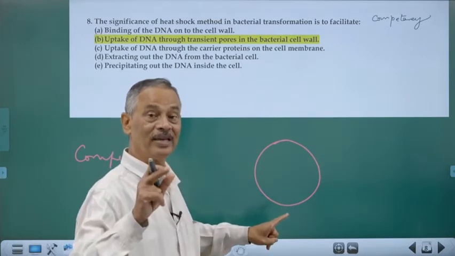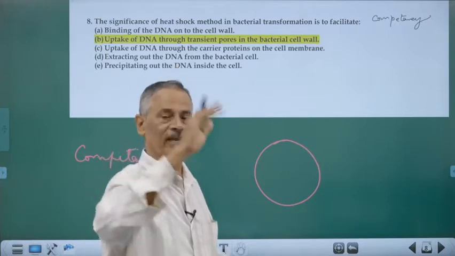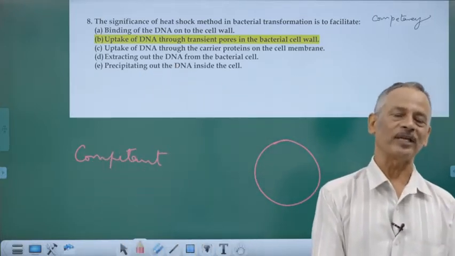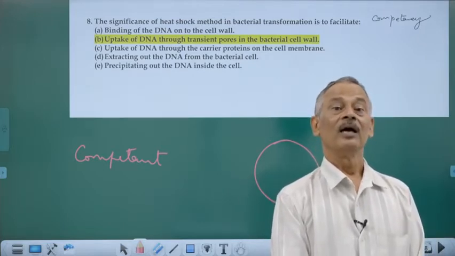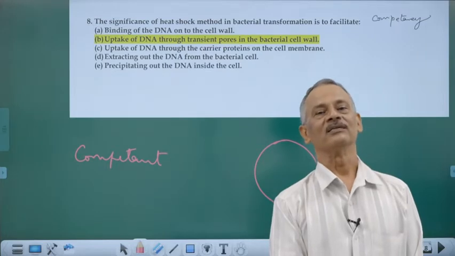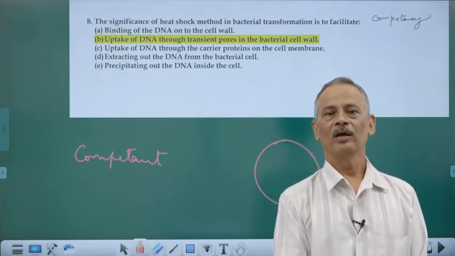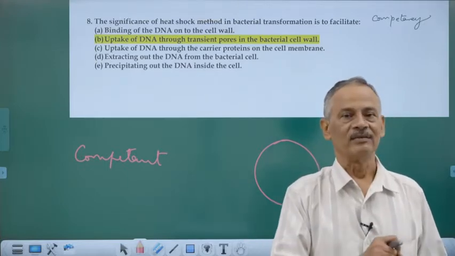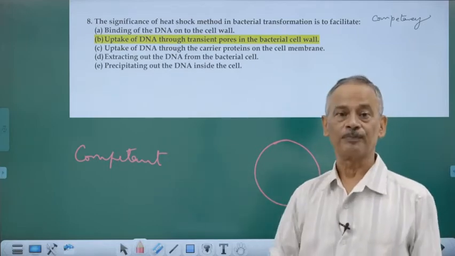That membrane is impermeable to water soluble DNA. It is allowing only fat soluble materials to enter in. Plasma membrane is lipophilic. It will allow only fat soluble material to enter in, not water soluble DNA. So we have to make a technique. Okay, what is that? It is called competency.